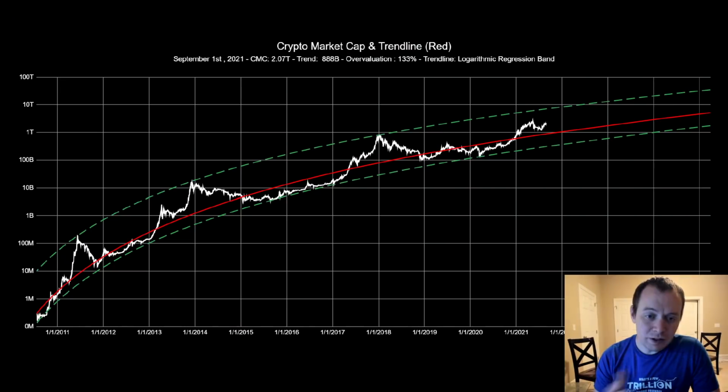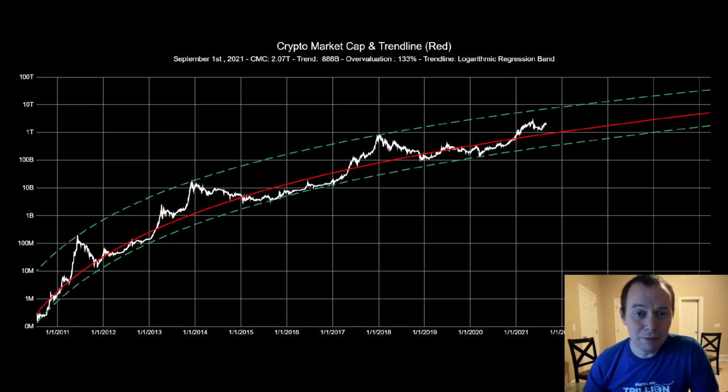And so what we do is we take the white line here, which is the total cryptocurrency market capitalization. The red line is the logarithmic regression fair value trend line, which is fit to all of the data, right? It's not just the peaks, it's not just the bottoms, it's fit to all of the data.